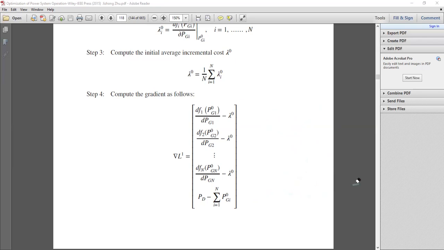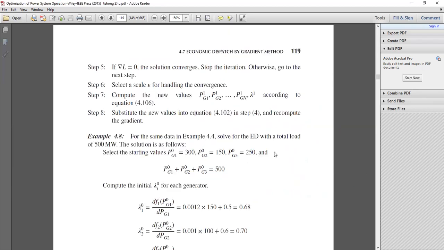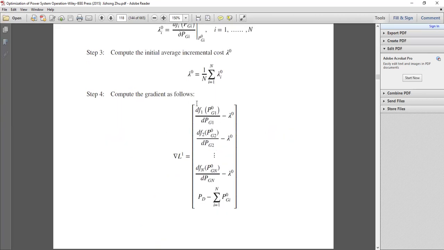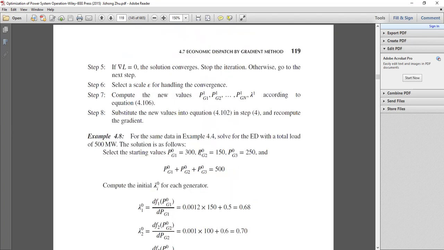Okay, so once we have this del L, it would be used to update your PG values in step number 7. But before that, we would go through a checking, and that checking is that if all of the entries, that is n plus 1 entries within this gradient, are very, very small, almost near 0. In the book they say it is exactly 0, but that would take a very long time to converge.